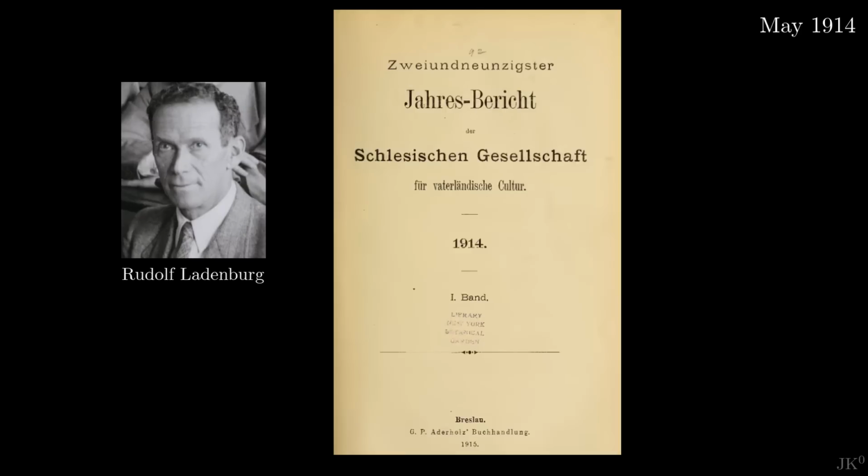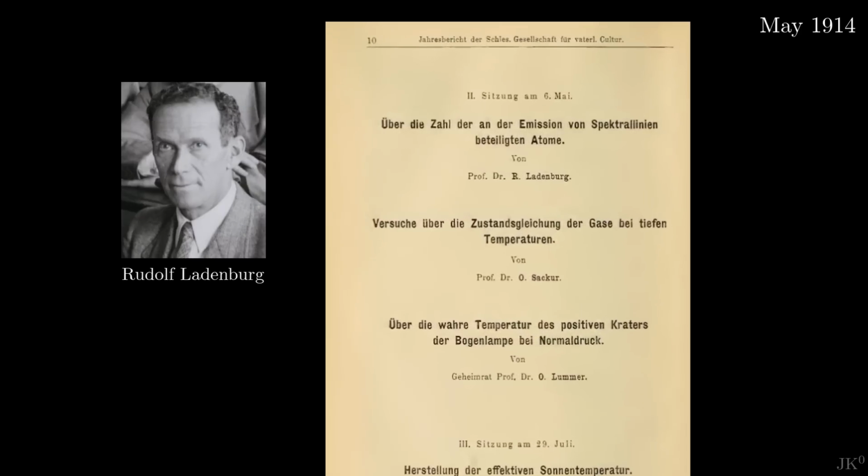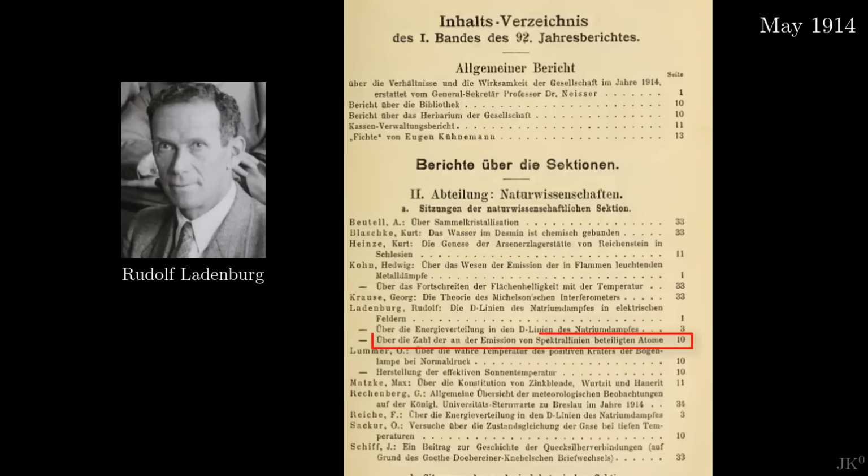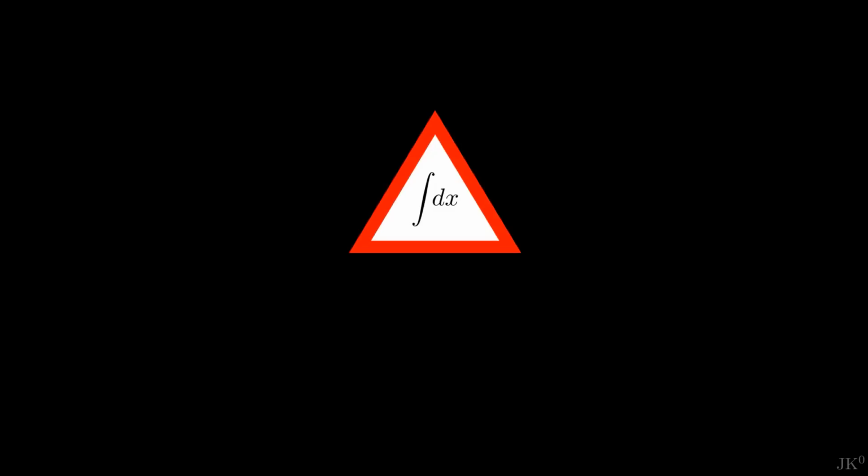In May 1914, Ladenburg published an article titled "On the Number of Atoms Involved in the Emission of Spectral Lines," in which he proposed a way to characterize the number of dispersion electrons. Unfortunately, I was not able to find a copy of this article. I found a copy of the journal, but the pages with Ladenburg's article were missing. I only know the final result, so here I decided to attempt to reproduce Ladenburg's train of thought.